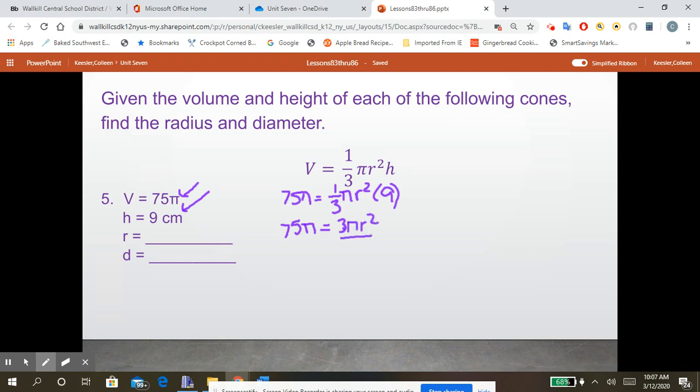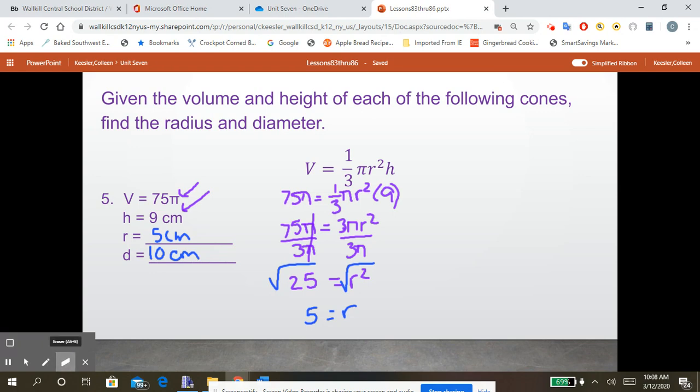Then we can divide by 3 pi to make it easier. That gives us the r squared by itself. The pi's cancel out, and 75 divided by 3 is 25. Then last, we take the square root. We think about what number times itself makes 25. And hopefully you're realizing it's 5 because 5 times 5, or 5 squared, is 25. So the radius is 5 centimeters, and the diameter is double that, 10 centimeters. All right, let's try another one.